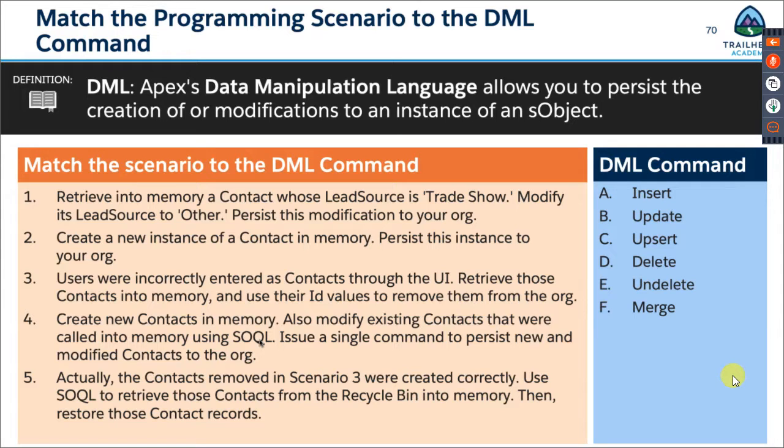Last but not least, actually the contacts removed in scenario 3 were created correctly. We changed our mind. So use SOQL to retrieve those contacts from the recycle bin into memory. Then restore those contact records. That is an undelete. All right, good job.